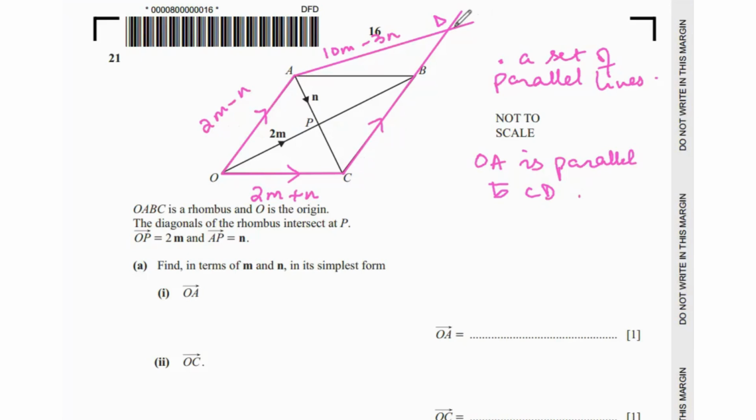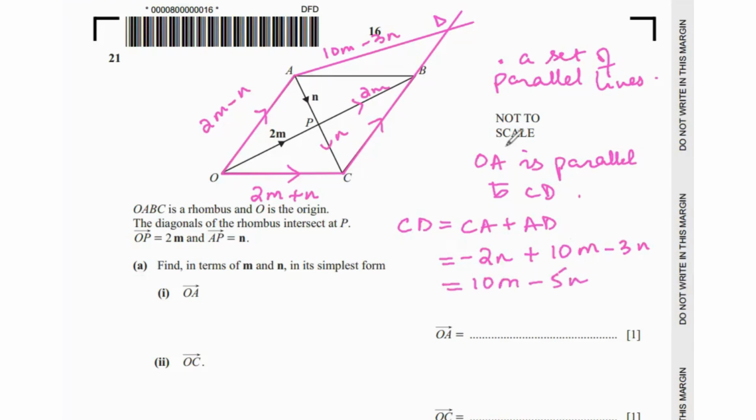So how can we find CD? To find CD, we already said that PC is also n and PB is 2m. So if we go from C to A and then A to D, we can find CD. So CD is CA plus AD. Now CA would be negative 2n because we are changing the direction of the arrow, plus AD, which is 10m minus 3n. So that's 10m minus 5n.